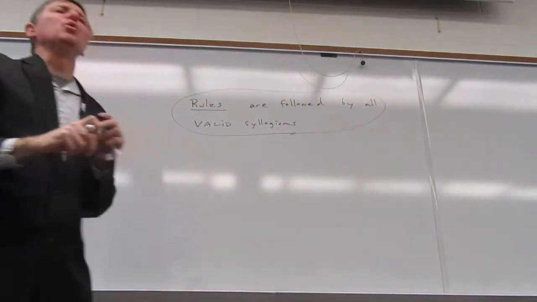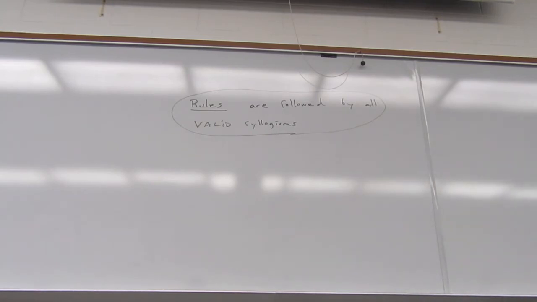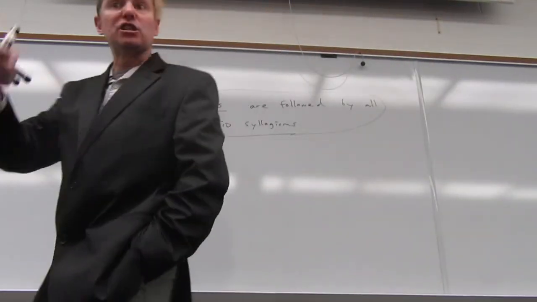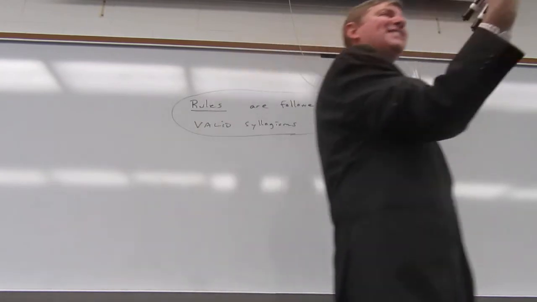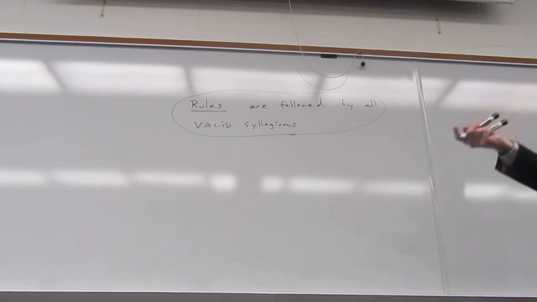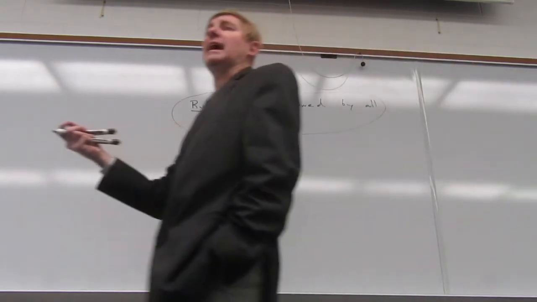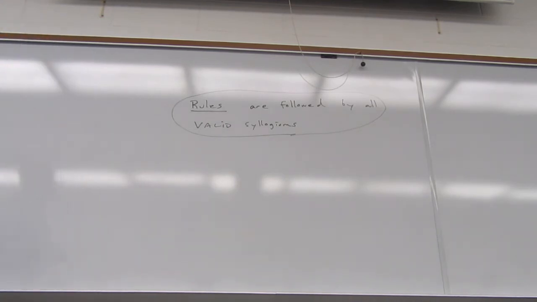There are several rules that are followed by all valid categorical syllogisms. If any of these rules is broken, what can you conclude? Invalid. It's invalid. All you need to do is recognize one rule broken and you can know ahead of time that it's invalid. Now at some point you may be asked to use this rules method on a quiz or examination. Hint, hint. It's actually very easy to use once you're used to it.